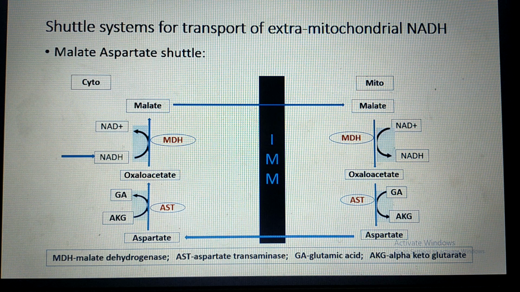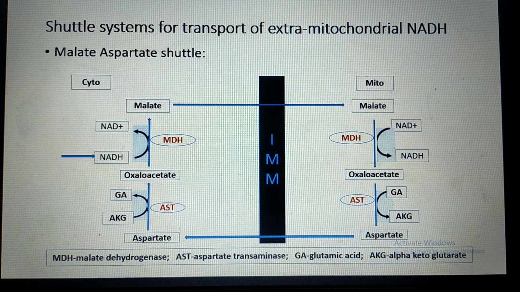In the mitochondria, the reverse reaction occurs and malate gets converted into oxaloacetate in the presence of the enzyme malate dehydrogenase. In this process, 2 hydrogen atoms from malate are removed and added to NAD+, and this NAD+ is converted into NADH. So in this way, the NADH is synthesized. Now oxaloacetate is formed during this process. This oxaloacetate, again we have to transport to the cytoplasmic compartment.